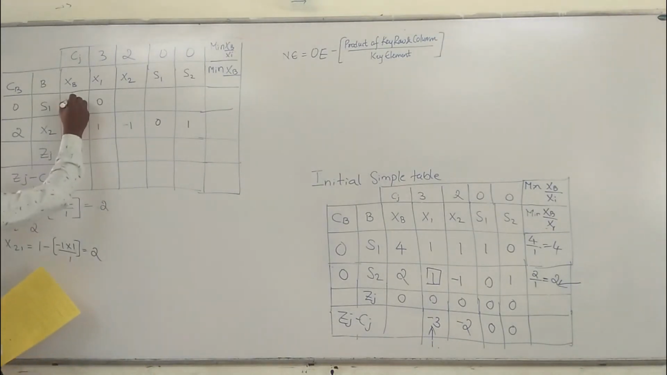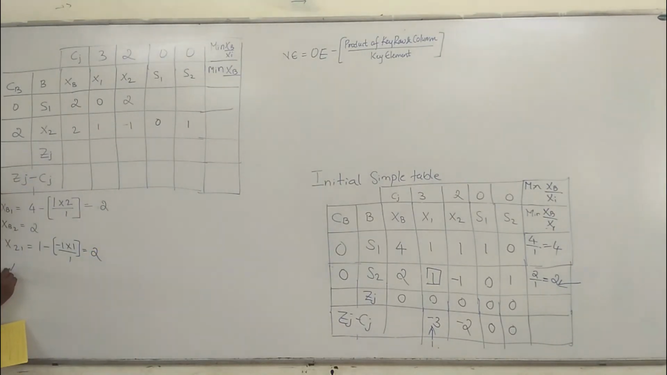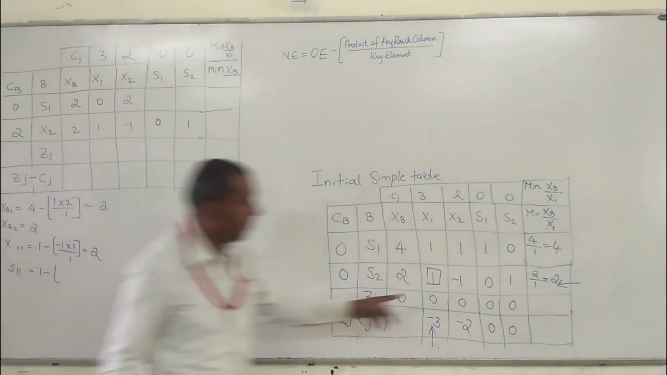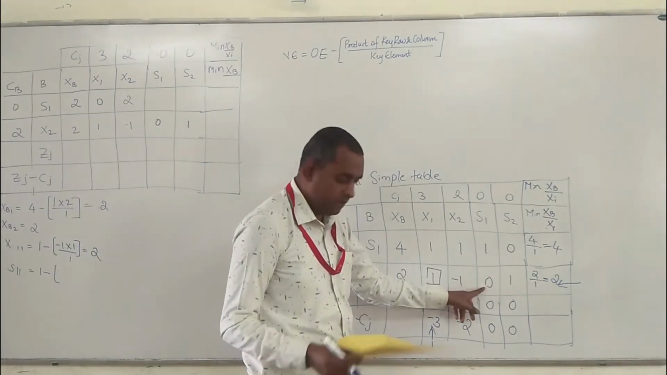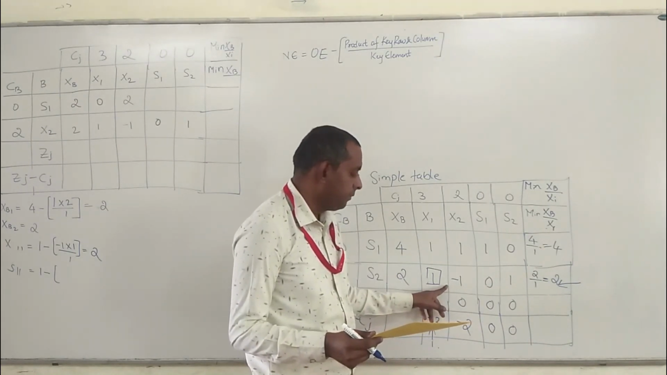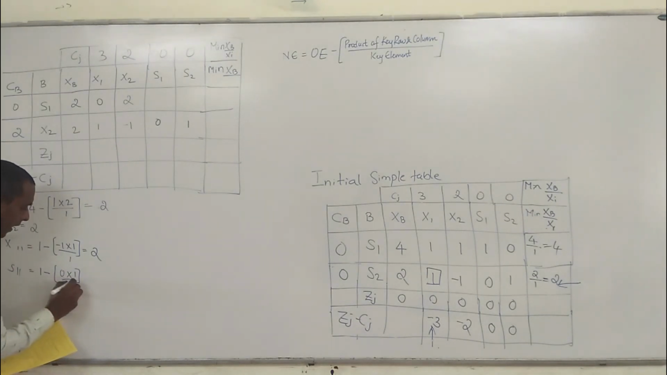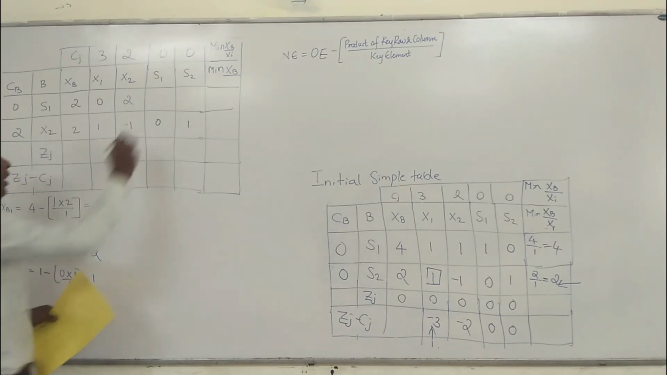So let me write the values here. This is 2, whereas this is also 2. Fine. Next one is x22. That is, I'm going to say s22, or s11 you can say. S11: 1 minus, of this one, 1 minus 0 into minus 1. Fine. 1 minus 0 into 1, divided by 1. That is equal to 1 only. So this is 1.